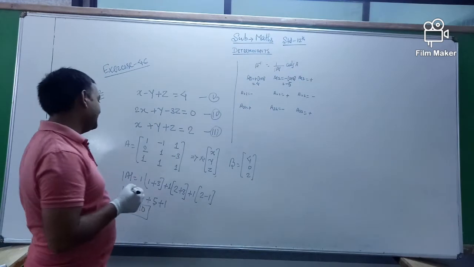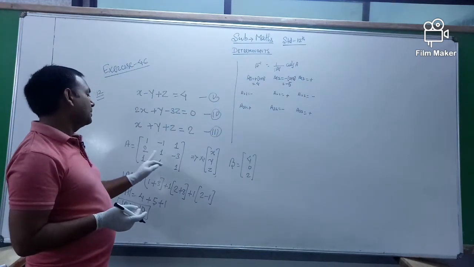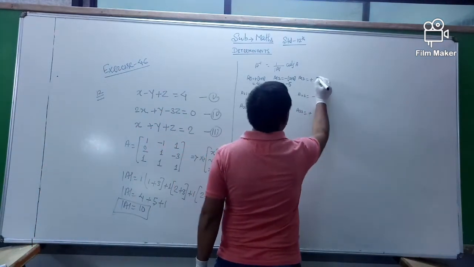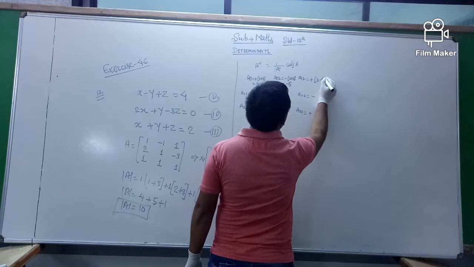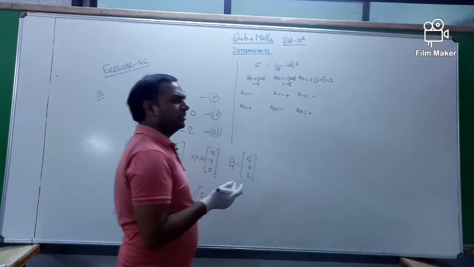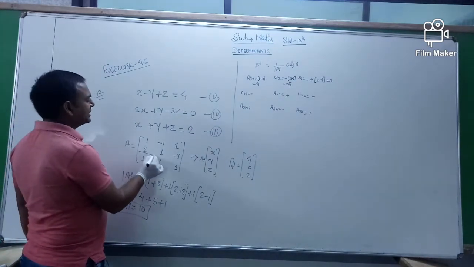Next A13: you remove the first row and third column, so 2 ones are 2, 1 ones are 1, then 2 minus 1, that is equal to 1. These are the elements of the first row, and after that you take the second row, then you remove the second row.